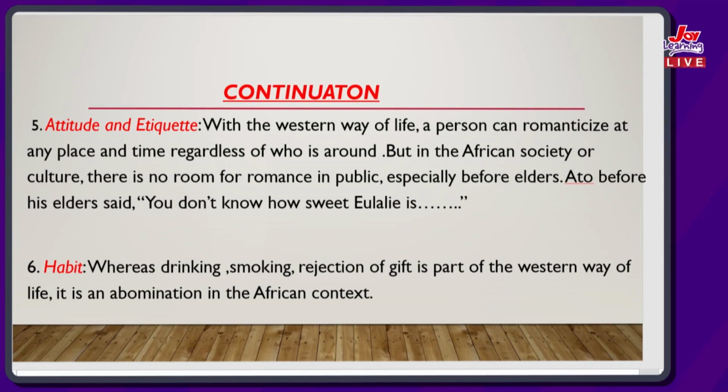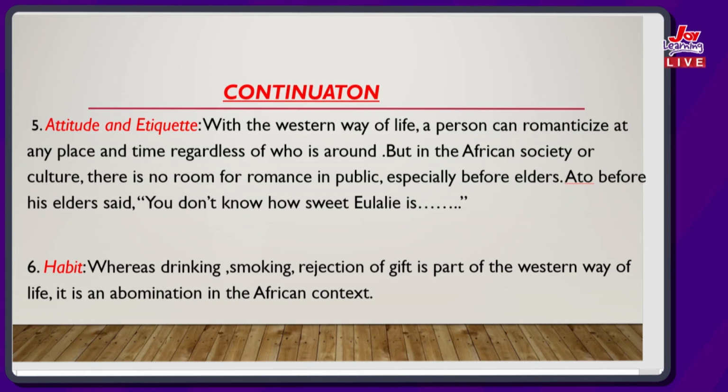We have the attitude and then the etiquette. With a Western way of life, a person can romanticize at any place and time, regardless of who is around. But in African society or culture, there is no room for romance in public. It's an abomination, especially before elders. Now, Atto told his elders, you don't know how sweet Eulalie is. You dare not say this in the presence of elders in Africa.